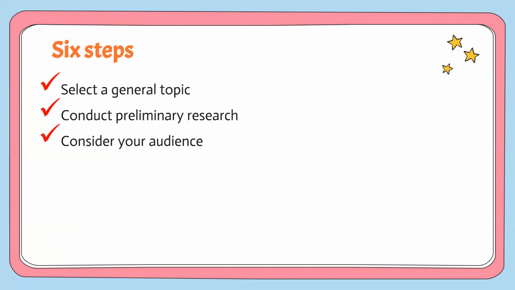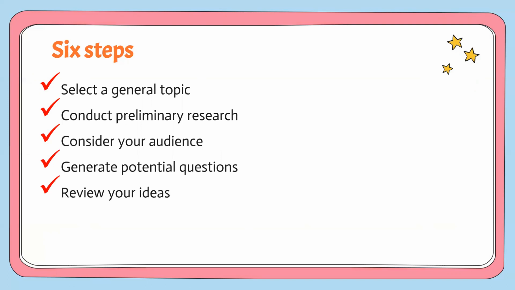That is, we need to understand the expectations of the audience, or rather what expectations the audience has related to our research. And also we need to understand the needs of the audience, and accordingly we should proceed with our research. Having done that, we can generate potential questions related to the topic, and then we can also review our ideas, and then we can construct a research question accordingly.